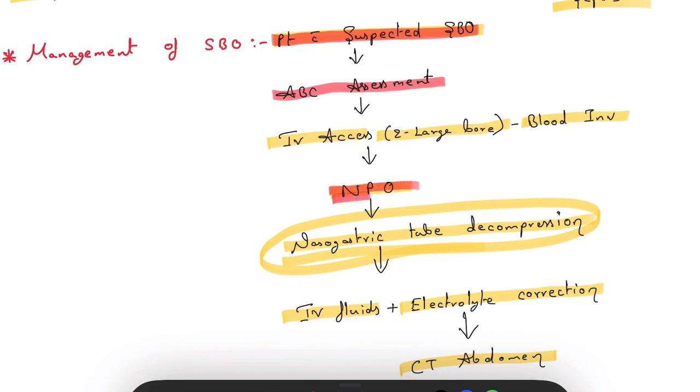Why is it important? Nasogastric decompression is indicated if the patient has persistent vomiting, significant abdominal distension, complete small bowel obstruction, and for pre-operative decompression. The main benefits are that it reduces vomiting, prevents aspiration, relieves bowel distension and improves patient comfort. The NG tube does not treat the obstruction, that is the main thing, but it provides supportive decompression while definitive management is planned.